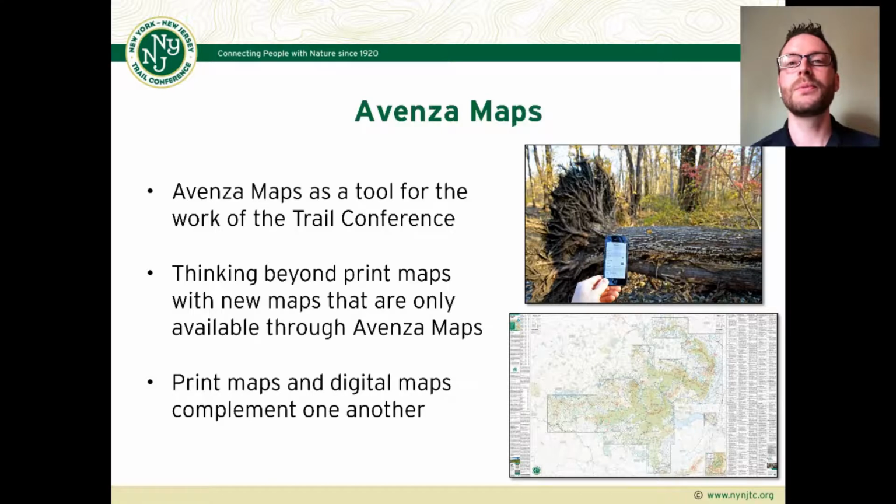We've also been able to produce maps that are only available in digital format. One of our most popular maps in print form is our Catskills map set, which includes 6 separate maps. For use on Avenza Maps, where we don't have printing limitations, we produced a single map that combined those 6 section maps and even included an expanded coverage area.